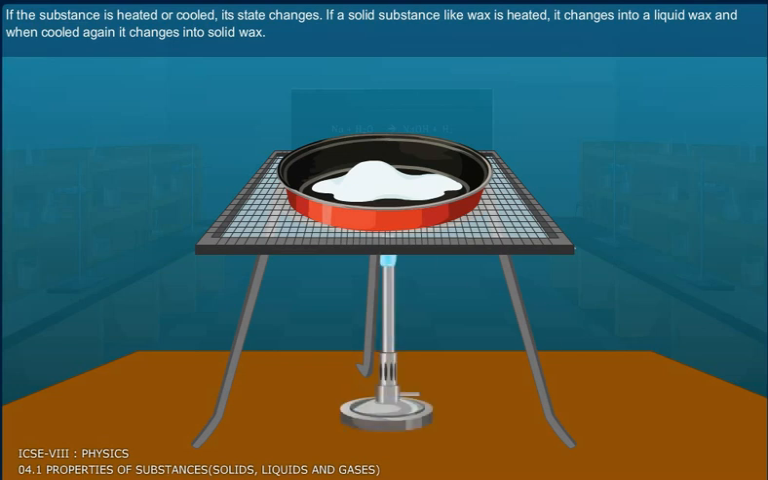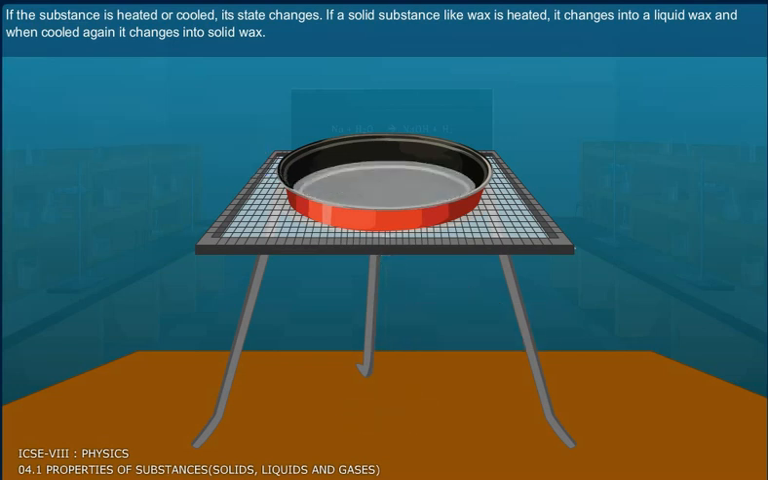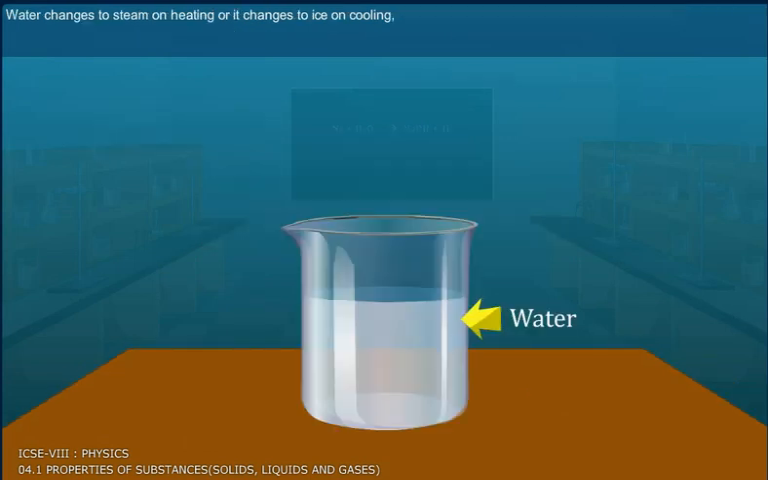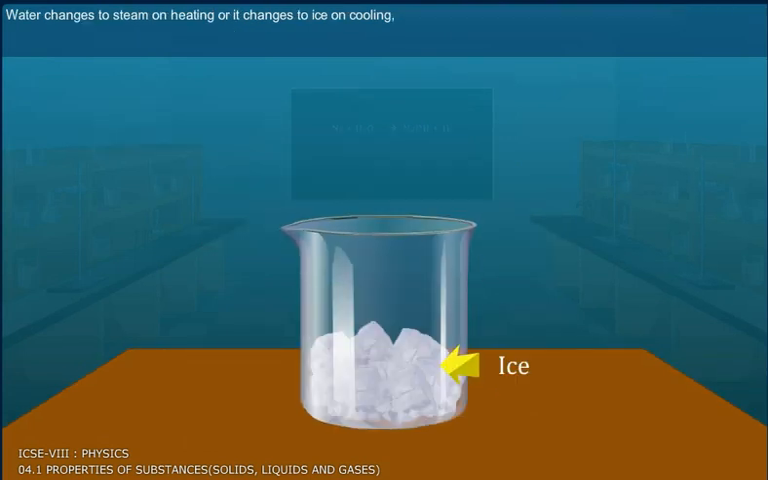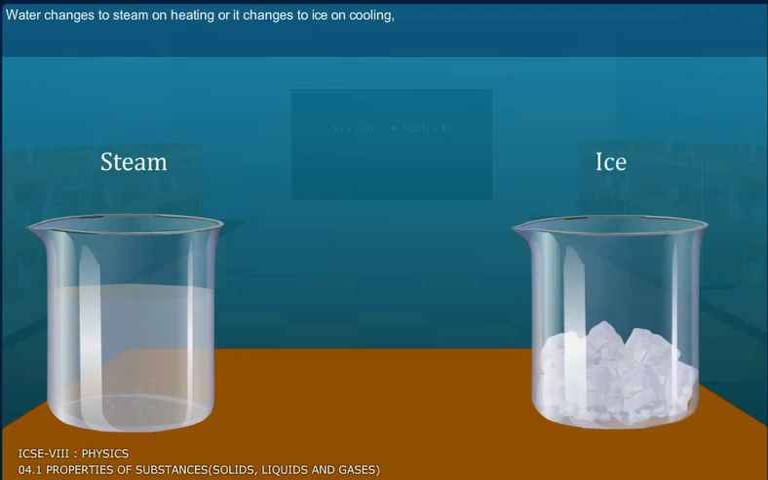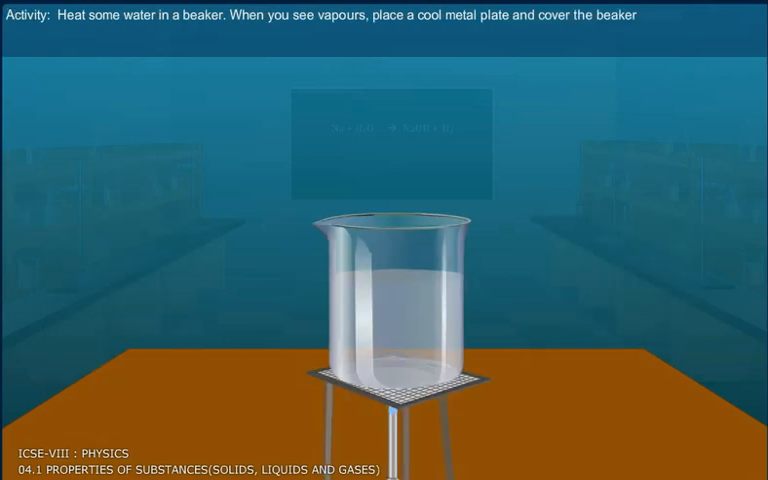If the substance is heated or cooled, it changes its state. If a solid substance like wax is heated, it changes into a liquid wax, and when cooled again, it changes into solid wax. Activity: water changes to steam on heating, or it changes to ice on cooling.